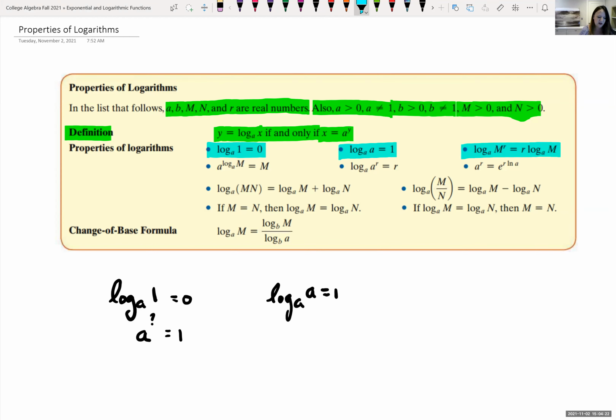Here we have log base a of m raised to the r power. This is the same thing as r times log base a of m. And we'll maybe prove that later. But basically, and this is something that's really helpful, this is what's going to help us solve exponential equations where you have a variable in your exponent. We can bring our exponent down in front of our logarithm.